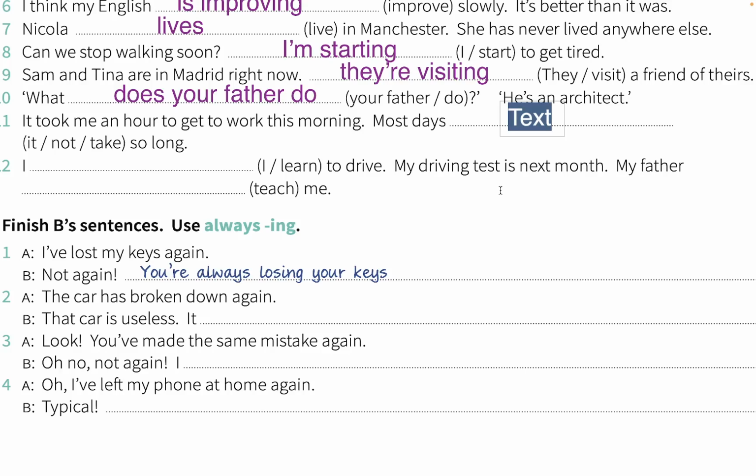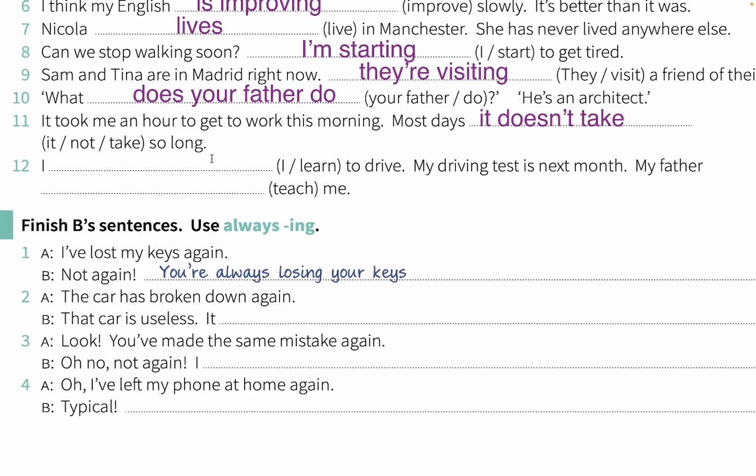Number 11. It took me an hour to get to work this morning. Most days, blah blah blah, so long. Most days it doesn't take so long.